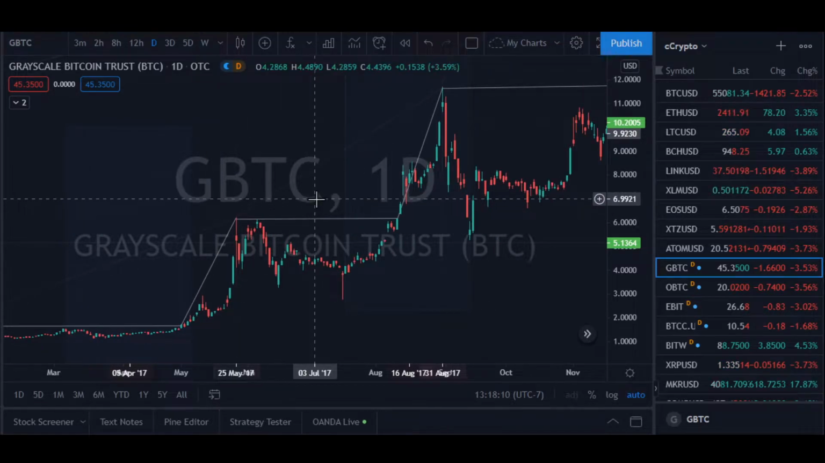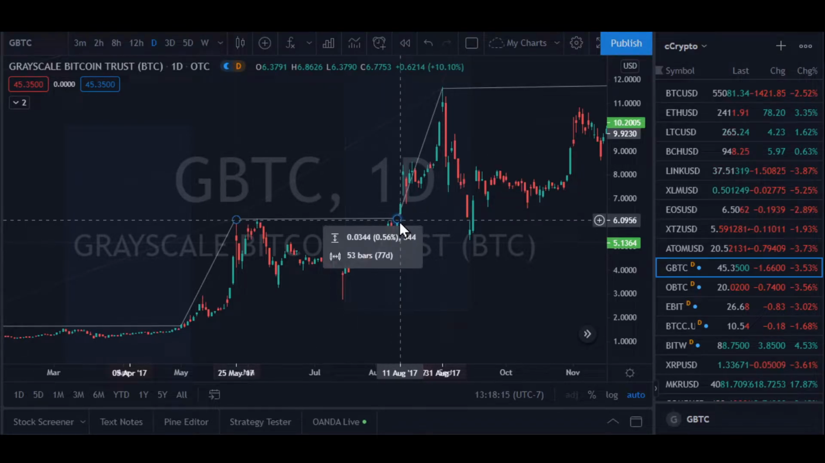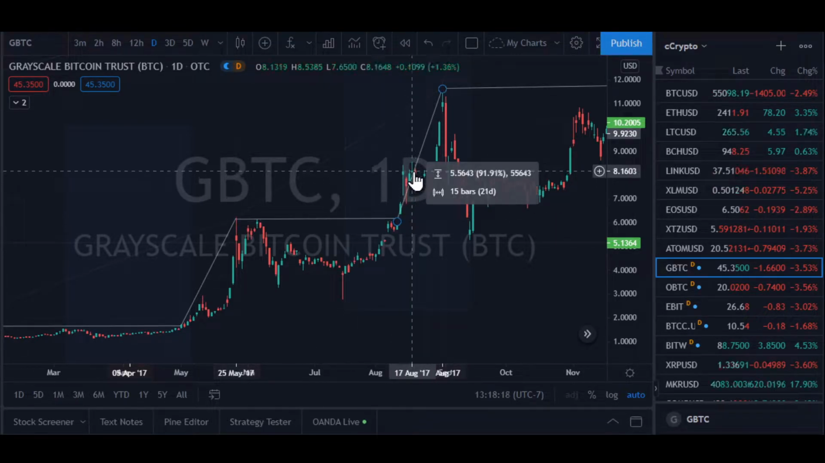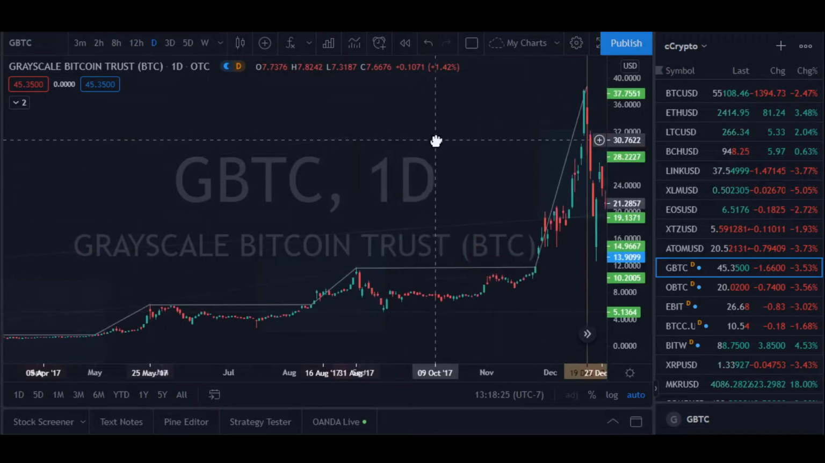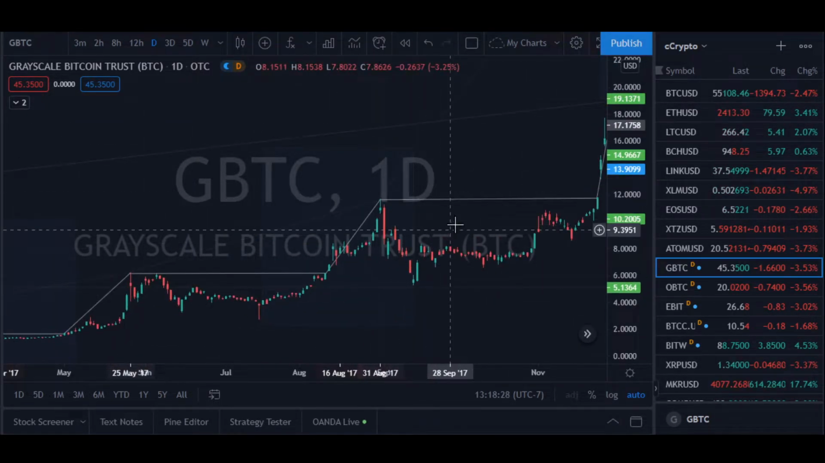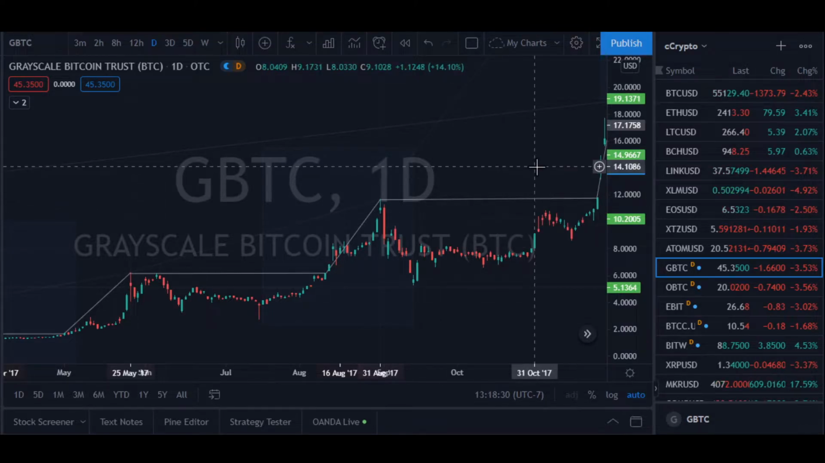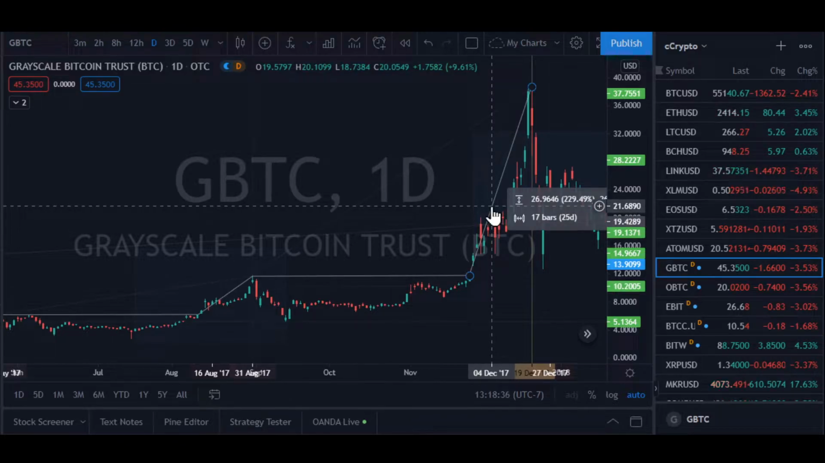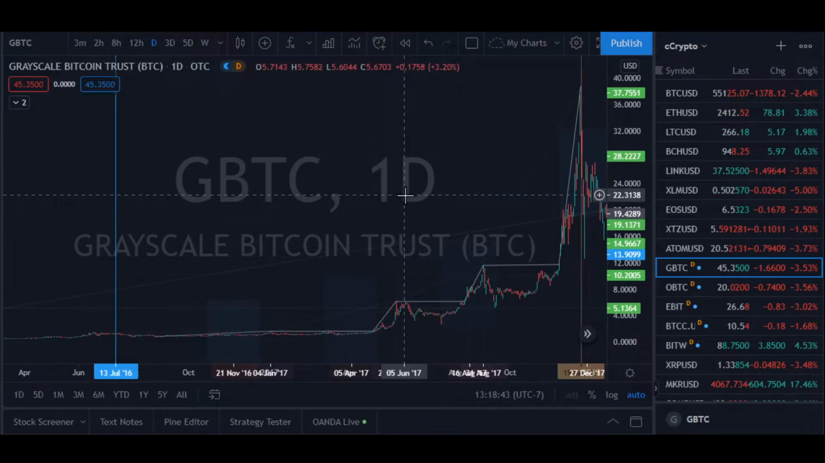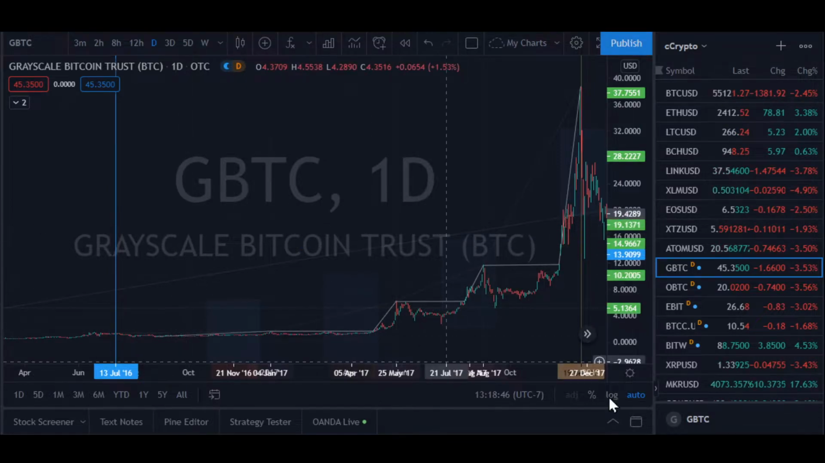Remember, GBTC doesn't trade 24/7 like the rest of the crypto markets do, okay? So just keep that in mind. But once this new all-time high was made, within 21 days, it had a 91% move before it got to an all-time high. And then it consolidated again for a very long period of time, 85 days. And then once it got to a new all-time high, before the peak of the Bitcoin bull market, it had a 229% move up.